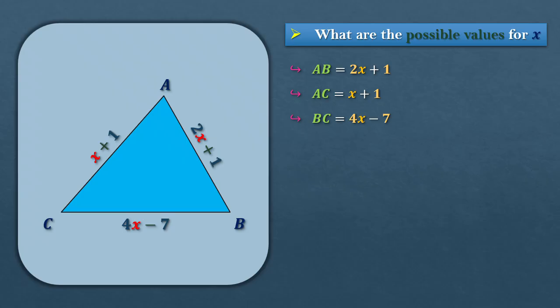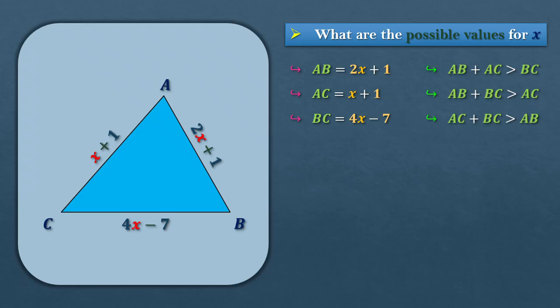can actually take shape. According to the triangle inequalities theorem, in any triangle, the sum of the lengths of any two sides is strictly greater than the length of the third side. For triangle ABC, this gives us three conditions. The length of side AB plus the length of side AC is strictly greater than the length of side BC. The length of side AB plus the length of side BC is strictly greater than the length of side AC. The length of side AC plus the length of side BC is strictly greater than the length of side AB.